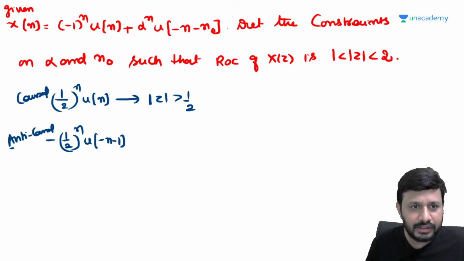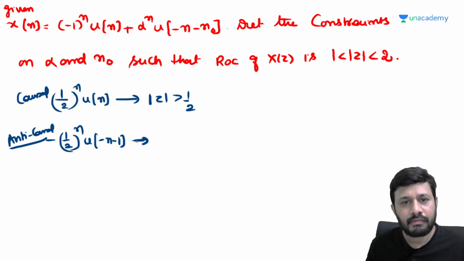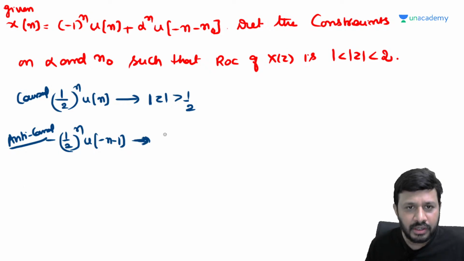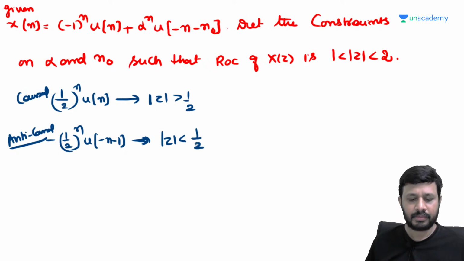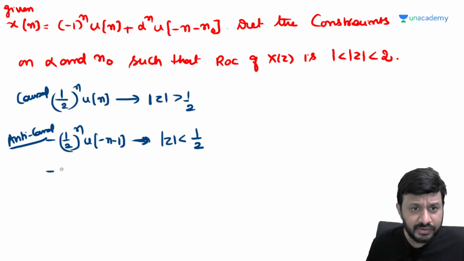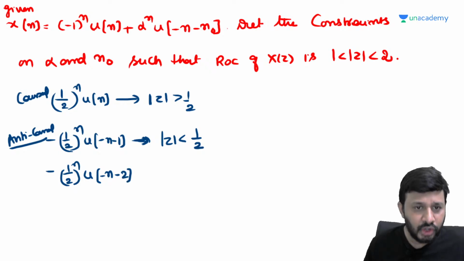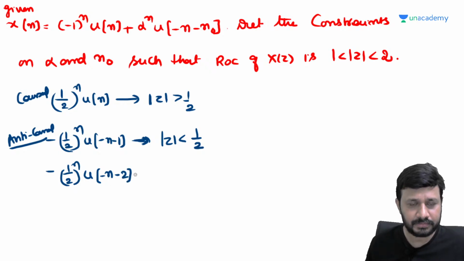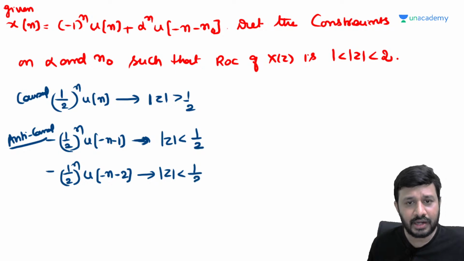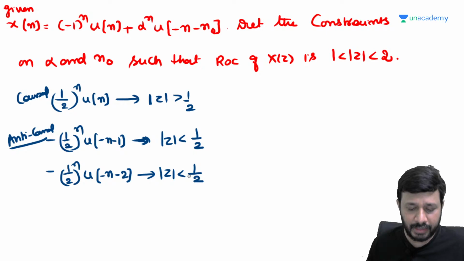Anticausal signal means what? The ROC will be inside of the innermost pole, |z| < 1/2. Suppose I ask you what is the ROC for u[-n-2]? It is still an anticausal signal. The ROC will be |z| < 1/2 only.